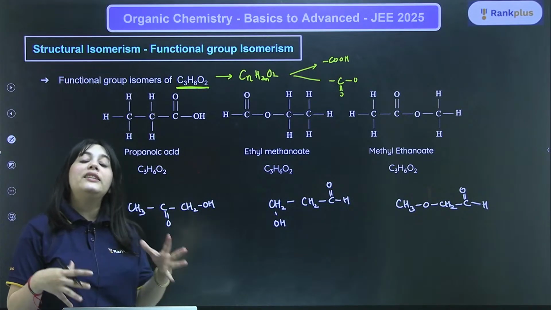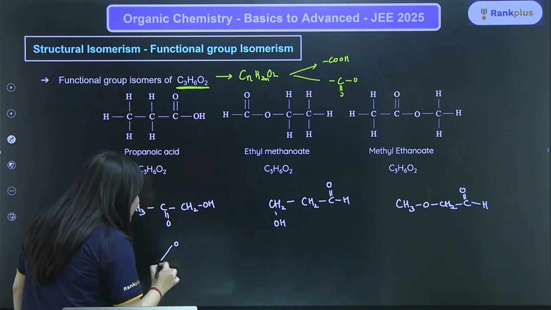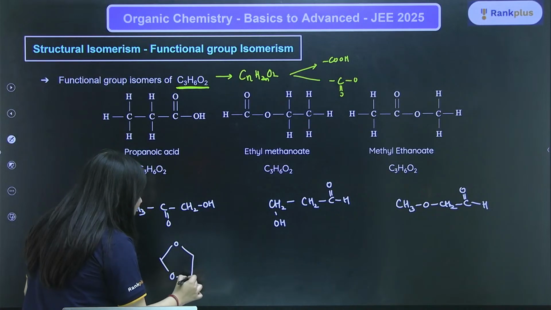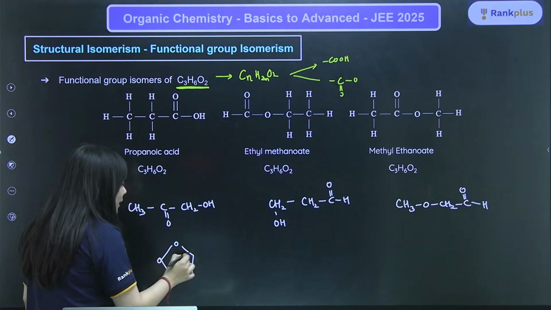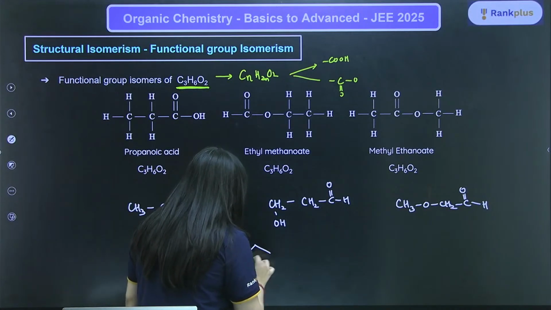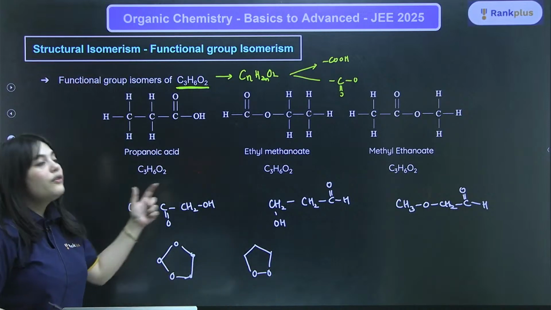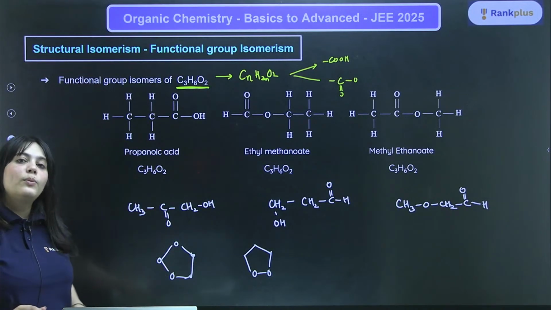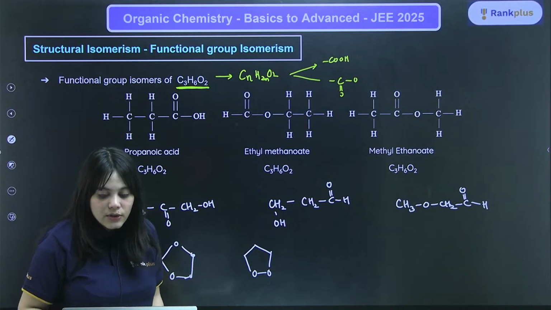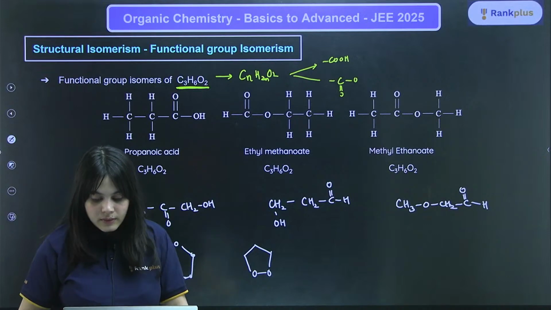So you have to do hit and trial with it. Similarly, you can also form a ring like this. This is one kind of ring that you can form, 1 carbon, 2 carbon, 3 carbon, right? Another kind of ring is like this, right? All of these are also functional group isomers because you've written different functional groups with them. Understood?